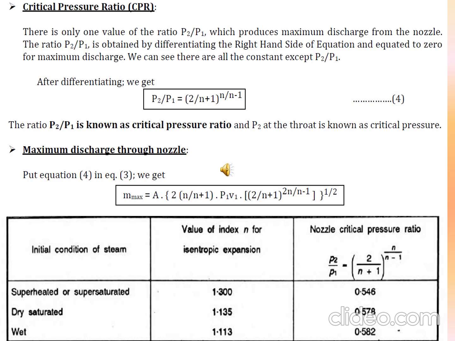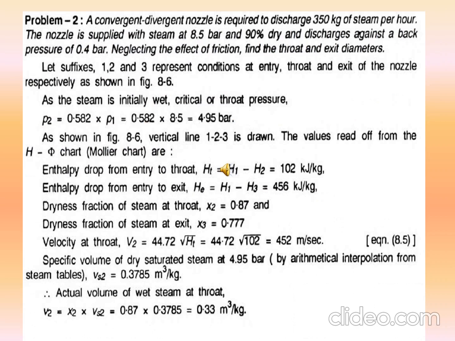Now we will discuss one numerical. In this question, what is given? A convergent divergent nozzle is required to discharge 350 kilogram of steam per hour. The nozzle is supplied with steam at 8.5 bar and 90% dry, and discharges against a back pressure of 0.4 bar. Neglecting the effect of friction, find the throat and exit diameter. So this is the question, and what are the given data?